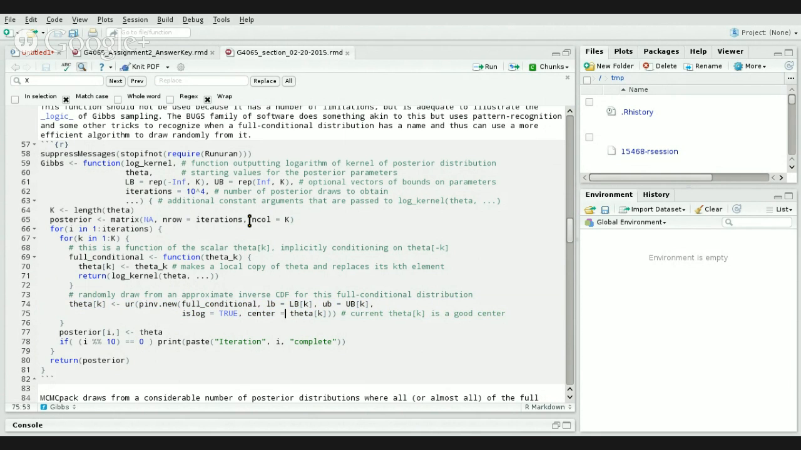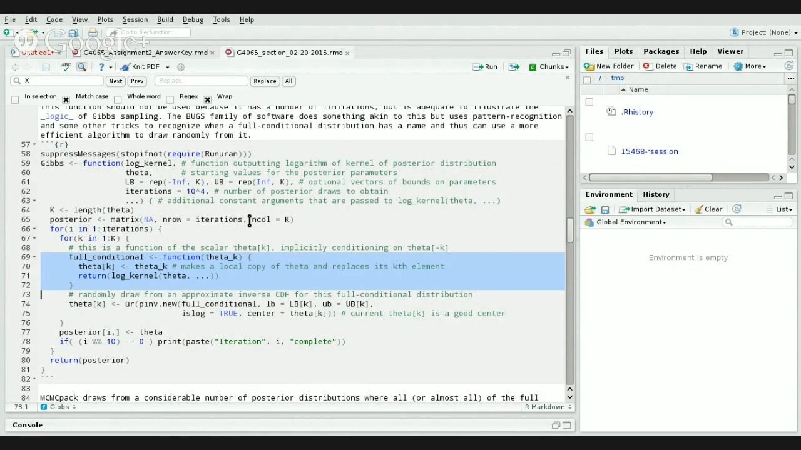So this theta k that it's using for the center is the old value of the kth theta, so whatever theta is now in iteration time. So presumably the next draw of the kth value of theta will be somewhere close to that. And then the Uniroot function takes the result of PIMV new. We did that on the homework. And so what I'm passing to PIMV new is this full conditional function, which I just got through defining.